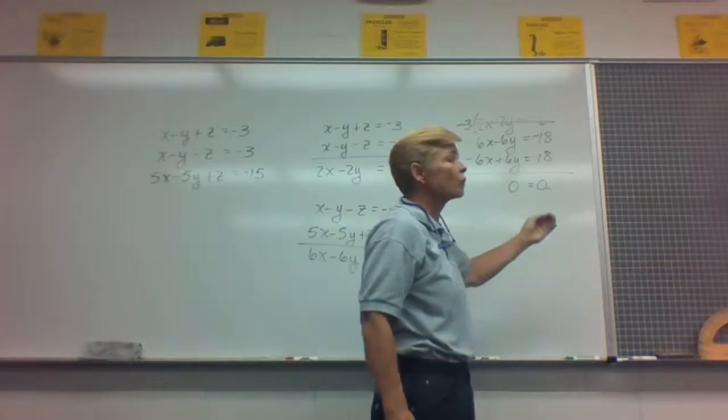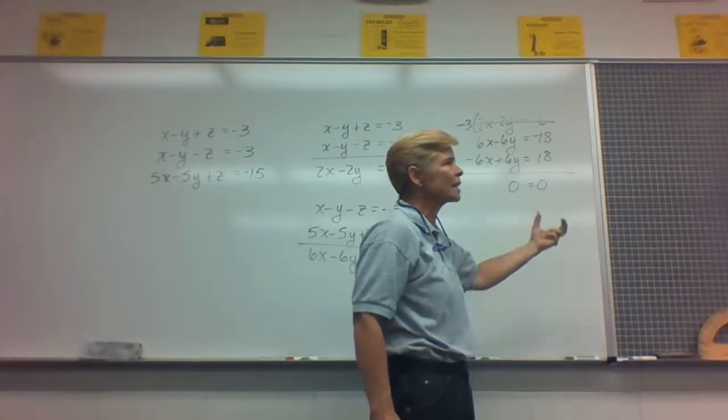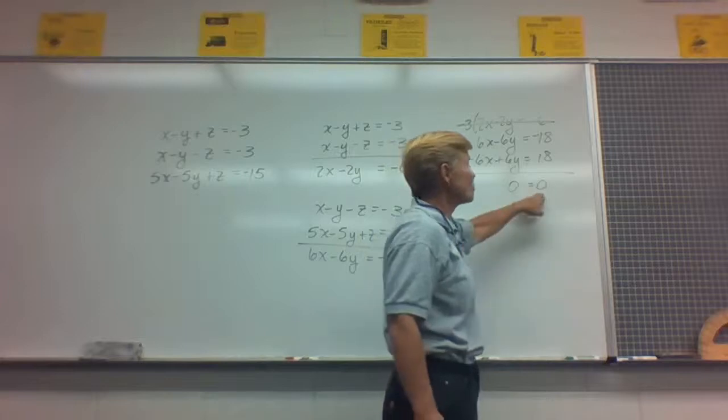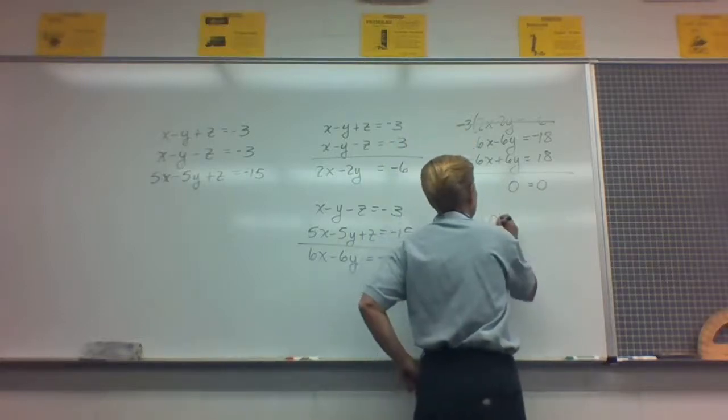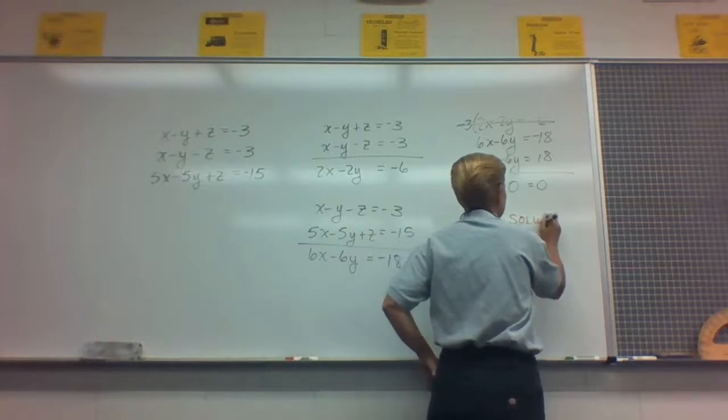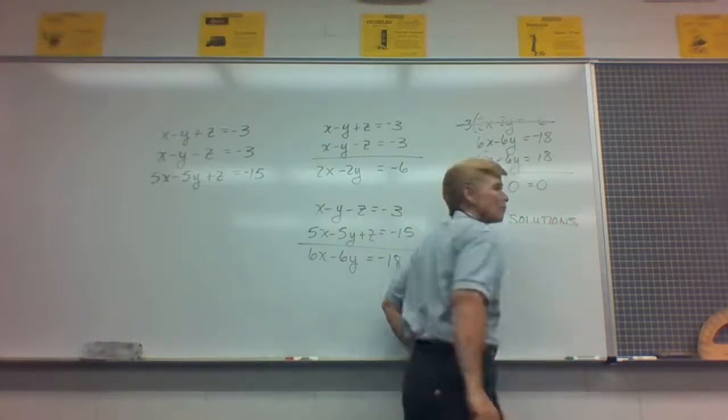Before we had 0 never equals -7. So if the answer is never, this never happens, no solution. This always happens. 0 is always equal to 0, no matter what. So we say that there are infinite solutions.